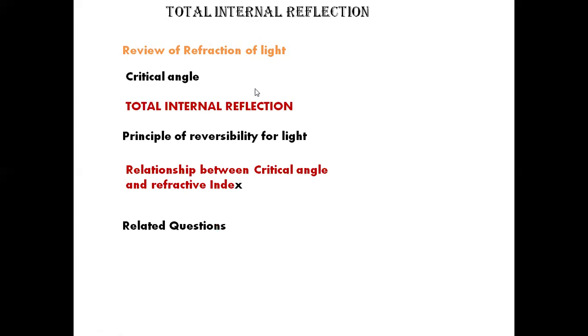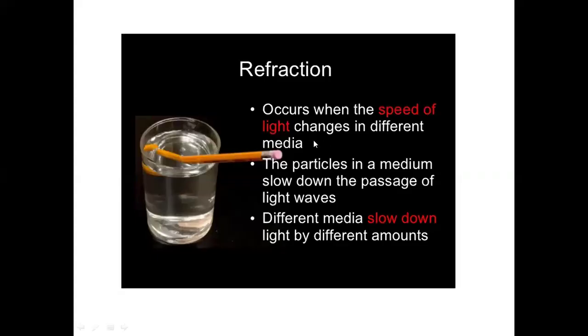So let us begin with refraction of light. As you have watched my previous video on refraction, which was followed by dispersion of light, we'll just have a brief overview. So what is refraction? That is the change in the speed of light when it goes from one transparent medium to another transparent medium, because light can travel through a transparent medium. Air is one of the transparent media. It is a rarer or lighter medium.